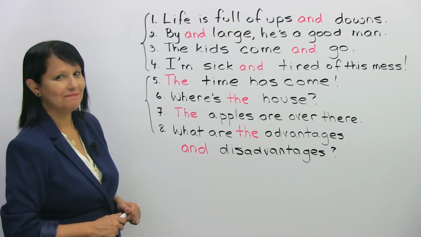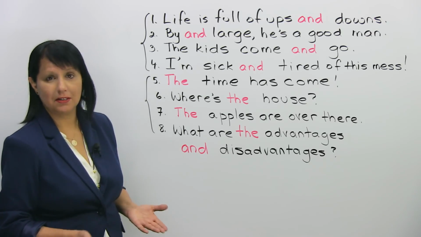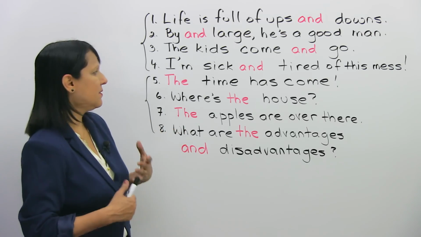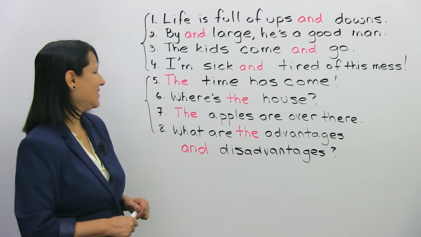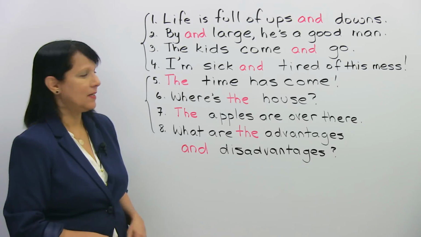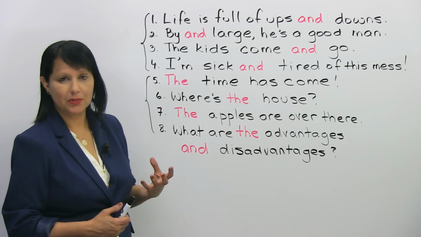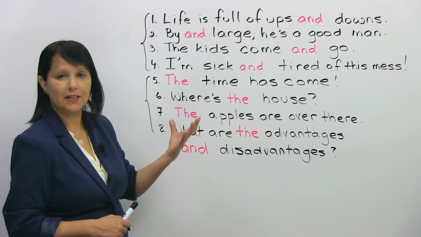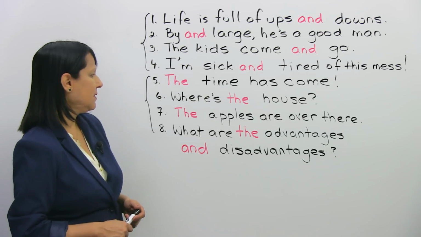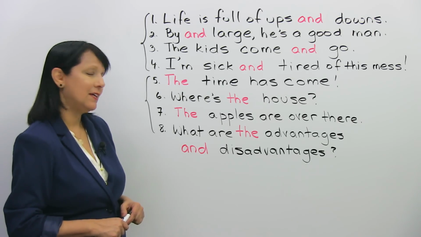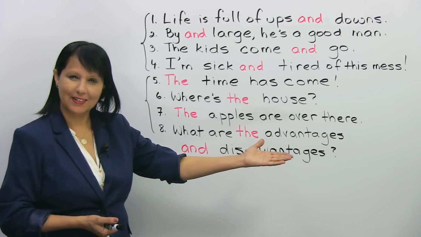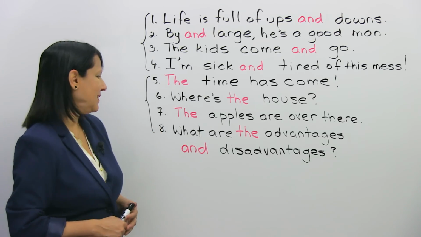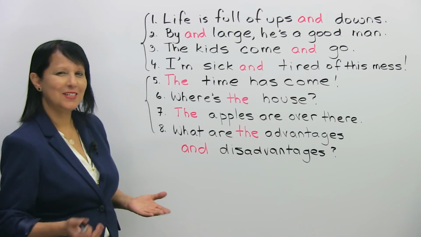What do we say? The time has come or the time has come. What was the rule? Before a consonant sound, we're going to say the. The time has come. Good. Where's the house? Here, house started with an H and sounds like an H. House. So we just say the. Where's the house? Number 7. The apples are over there. This time it's a vowel and it's a vowel sound. The apples.